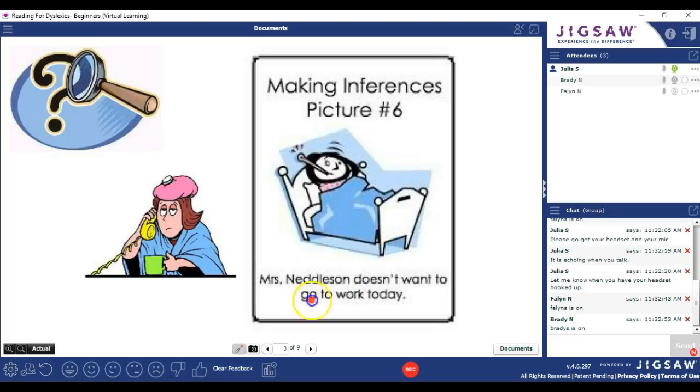So you looked at the fact that she didn't want to go to work today. There she is in bed with her thermometer, and here she is calling into work with an ice pack on her head. And she doesn't look like she feels very well, so you can make an inference or a guess that she is sick.